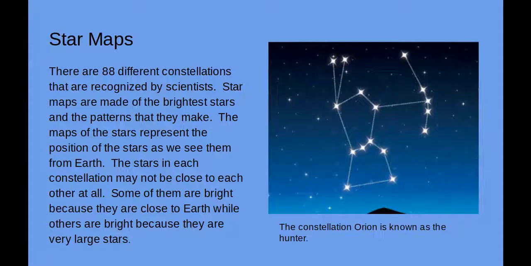What are star maps? There are 88 different constellations that are recognized by scientists. Star maps are made of the brightest stars and the patterns that they make. The maps of the stars represent the position of the stars as we see them from Earth. The stars in each constellation may not be close to each other at all. Some of them are bright because they are close to Earth, while others are bright because they are very large stars. In this picture, you see the constellation Orion, which is also known as the Hunter.